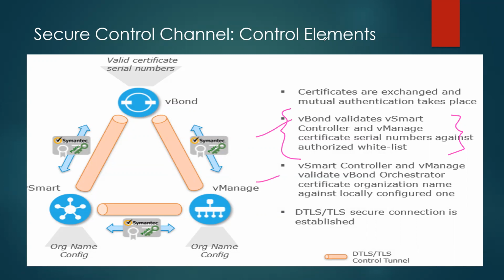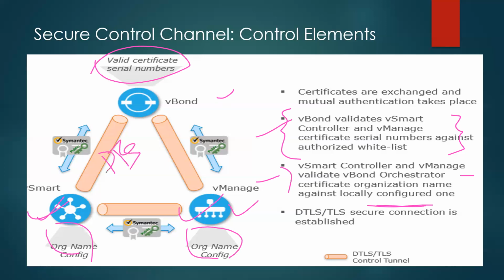Part 2 is this. Then again, vSmart and vManage, they are validating the vBond orchestrator with the organization name against the locally configured one. So how are they challenging? With the organization name. So vSmart and vManage are checking the organization name of vBond. vBond is checking the serial number of vSmart and vManage, and then only they will go and form the DTLS here and DTLS and TLS here.